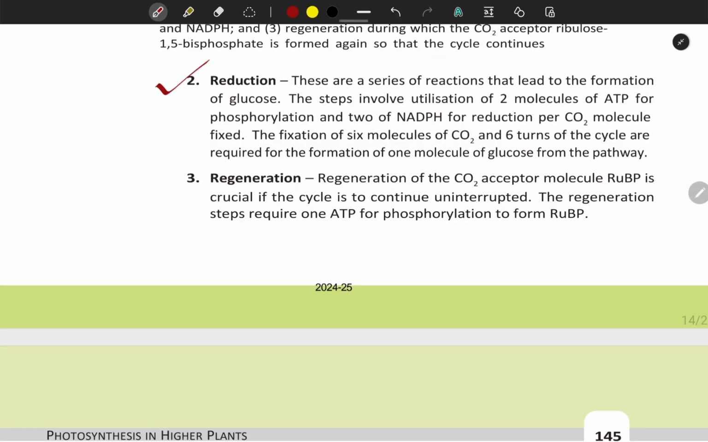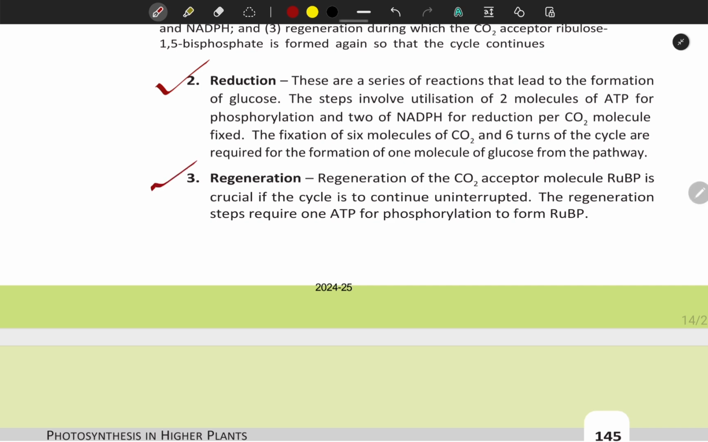Number 2. Reduction. These are a series of reactions that lead to the formation of glucose. The steps involve utilization of two molecules of ATP for phosphorylation and two of NADPH for reduction per carbon dioxide molecule fixed. The fixation of 6 molecules of CO2 and 6 turns of the cycle are required for the formation of 1 molecule of glucose from the pathway.